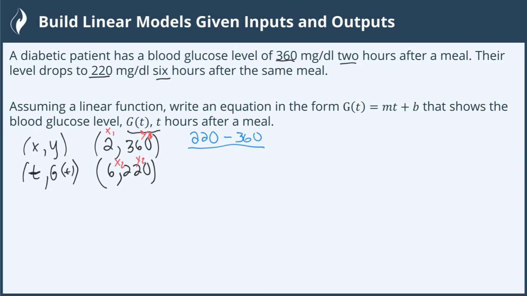So I started with 220. I need to start with the 6 for the bottom, minus 2. And so what I get on the top is a minus 140. And then on the bottom, I get a 4. And so if you take negative 140 and divide it by 4, you're going to get a negative 35.